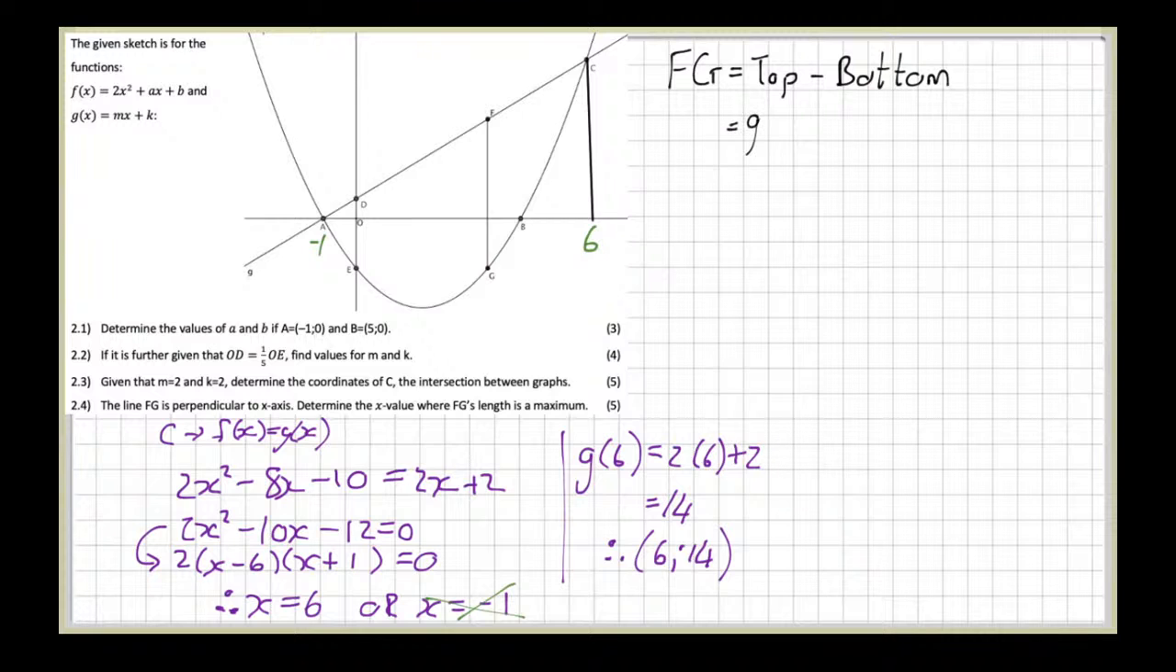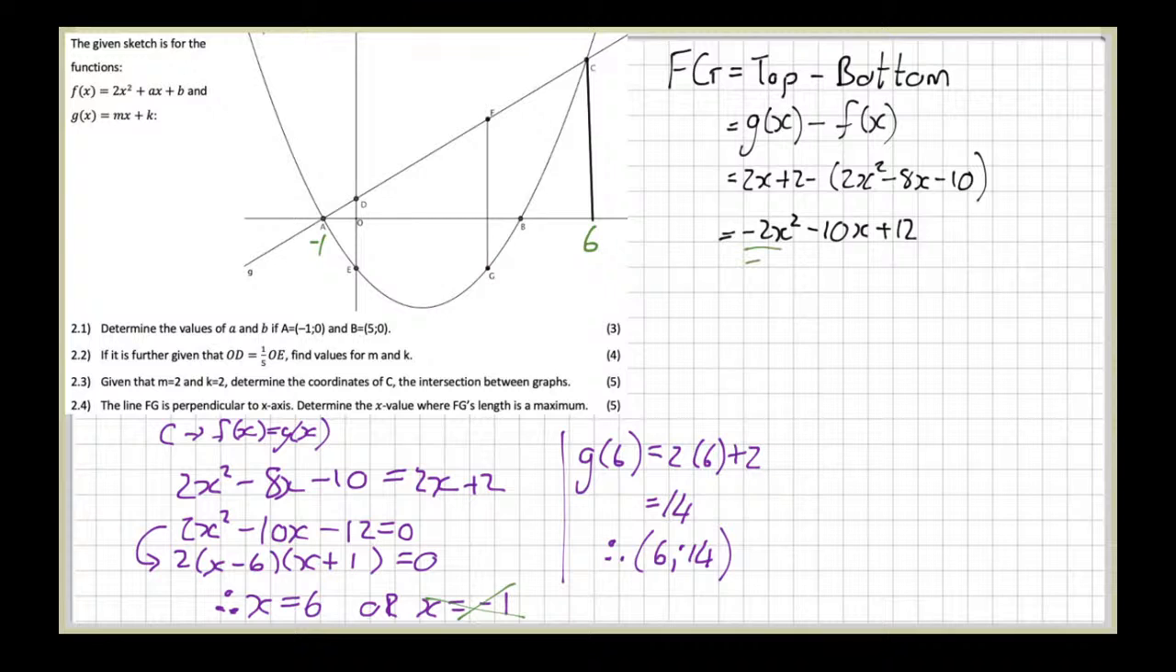In other words, I'm going to take the equation of g(x) and subtract the parabola, because the top graph is g(x). It's a straight line. So g of x is equal to 2x plus 2, minus f of x, which is 2x squared minus 8x minus 10. If I simplify this, it becomes negative 2x squared minus 10x plus 12. You can remove the brackets yourself, distribute the negative in, add the like terms. And now I'm going to divide straight through by negative 2, and then I'm going to get x squared plus 5x minus 6.